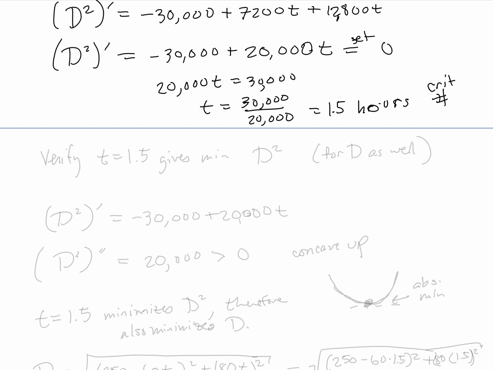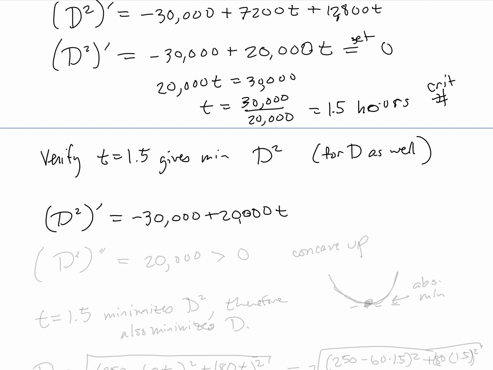And now we need to verify that that really is going to give a minimum for the distance. So we want to verify that t equals 1.5 gives a minimum for the distance squared, and that would also be for d as well, for the actual distance as well. So we see that the first derivative was negative 30,000 plus 20,000 t. So when we take the second derivative, derivative of negative 30,000 is just 0. Derivative of 20,000 t is 20,000.